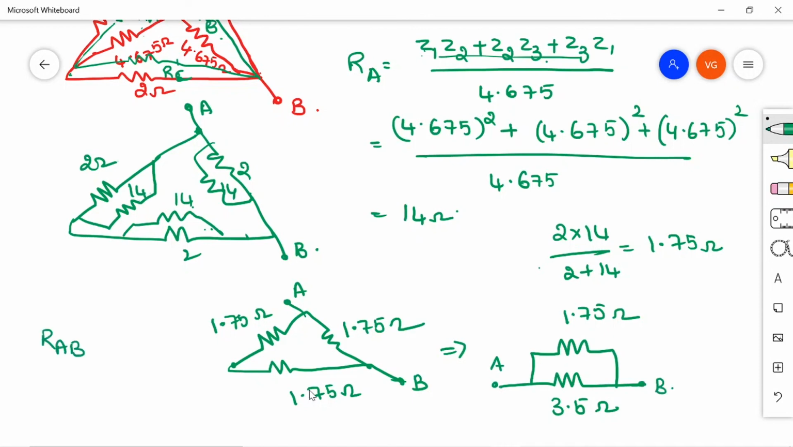So RAB is 1.75 into 3.5 divided by 1.75 plus 3.5. So this you will get as 1.167 ohms. So this is how you can simplify this problem.